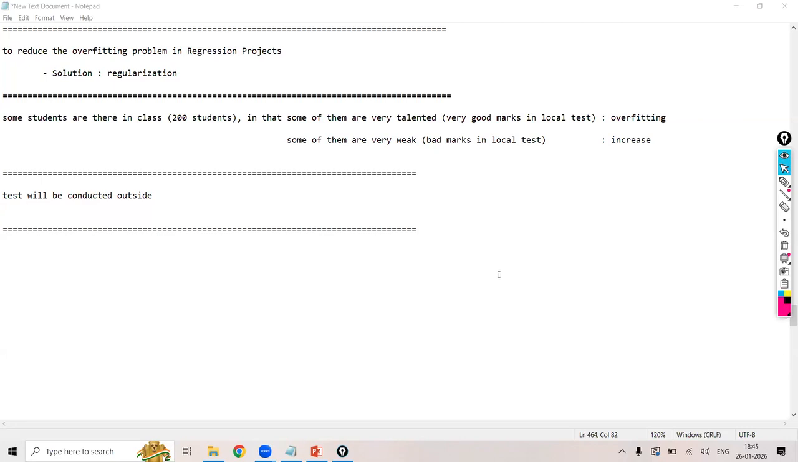Train them separately, dividing into two halves. Okay. Increase more train data. This is one way. Okay. If I increase the train data, or the number of examples, obviously these weak students may understand the subject. But whether they are performing well outside or not, how do we know?